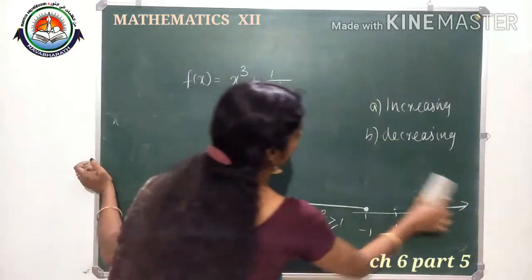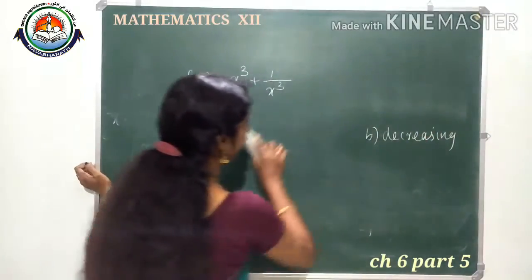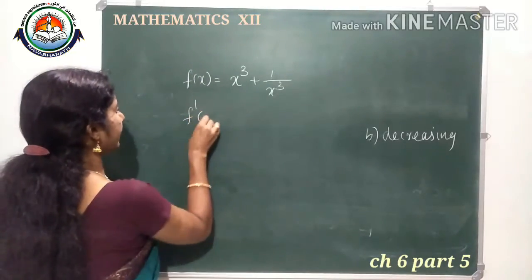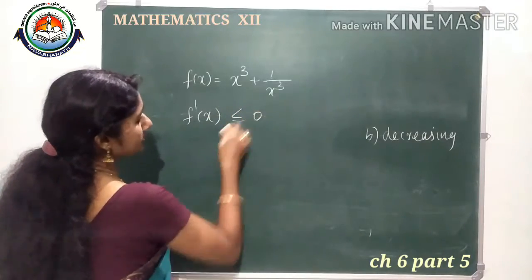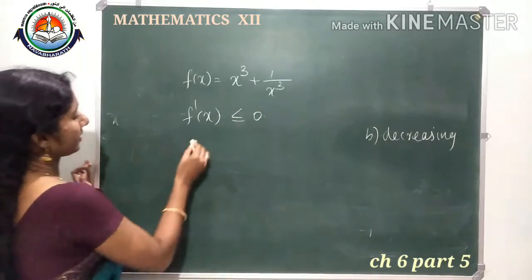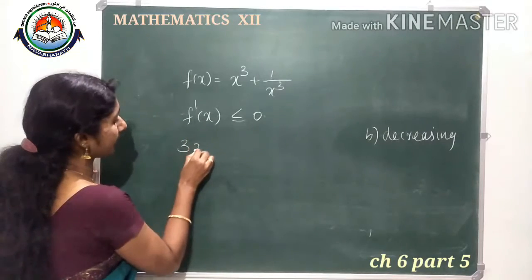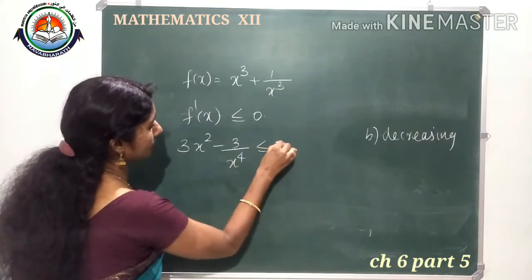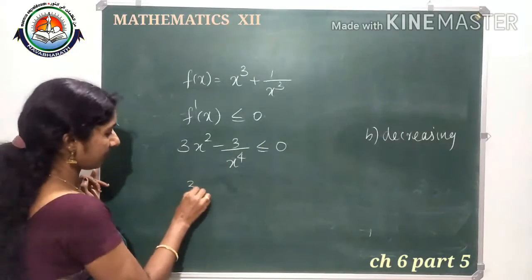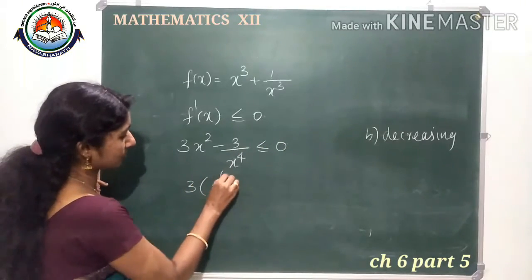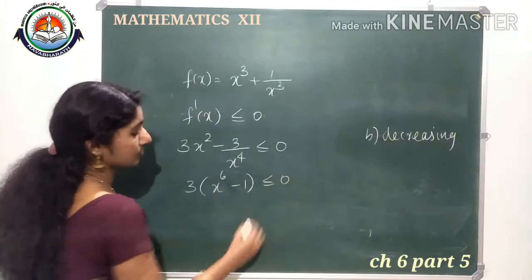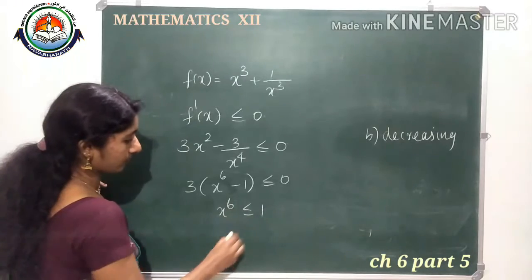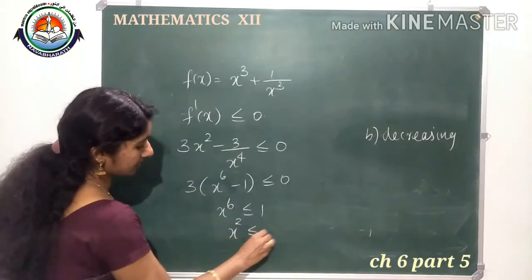Then next, the increasing case is over. Then we need to think about the decreasing case. That means f dash of x less than or equal to 0. F dash of x we wrote already: 3x square minus 3 by x raised to 4 less than or equal to 0. And in the same way we write 3 into x raised to 6 minus 1 less than or equal to 0. So we are getting x raised to 6 less than or equal to 1, x square less than or equal to 1.